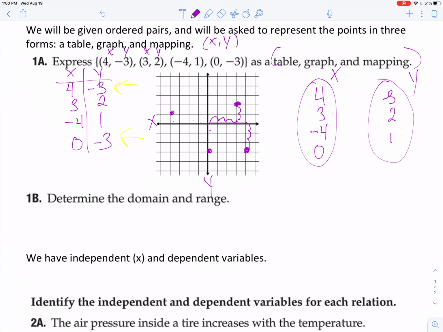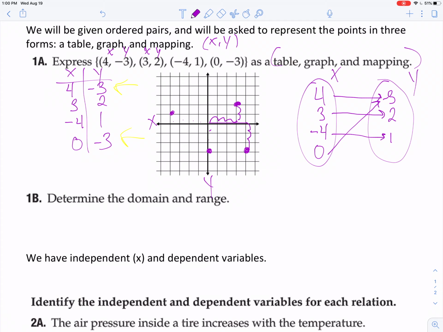Now I want you to just draw an arrow to what the left number goes to on the right. So over here it says that 4 goes to -3. 3 goes to 2. -4 goes to 1. 0 goes to -3. It gets to do a crisscross line, and that's it.